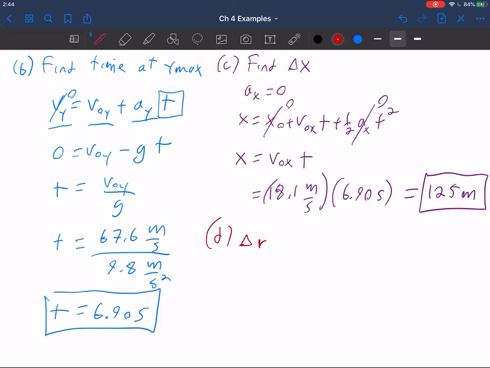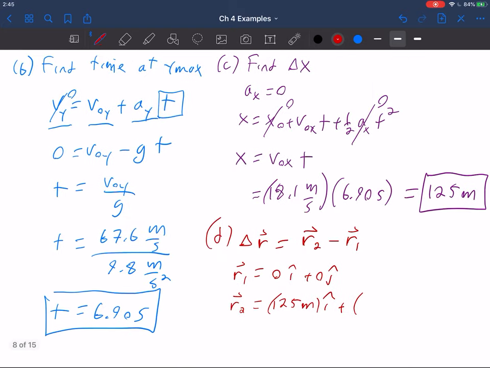In two dimensions, delta r, our displacement vector, is equal to a position vector that points to our location at our final time, minus a position vector which points to our location at our initial time. At our initial time, we're just at 0 i hat plus 0 j hat. We're at the origin. At our final time, we've already figured out our location. Our x value is 125 meters, and our y value we found on the previous page was 233 meters, j hat. So we know our exact position at that time, and I can figure out our displacement vector. Again, that's simple because our r1 is just 0, 0. So delta r is just 125 meters i hat plus 233 meters j hat. So that's our exact displacement vector.